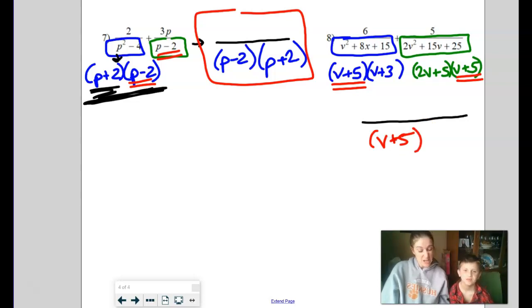And then that's all they have in common, so now I just start listing everything else out. I got a v plus 3. And then I also need this guy, 2v plus 5. And I wrote too big.